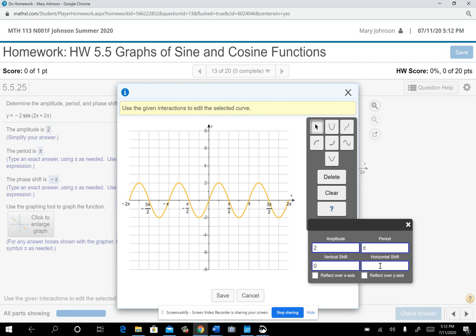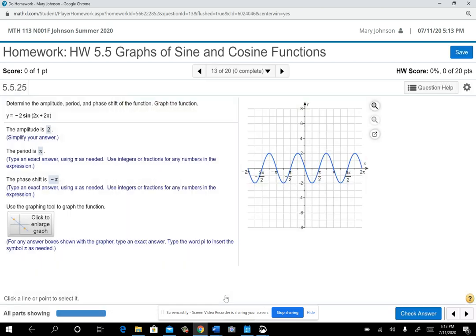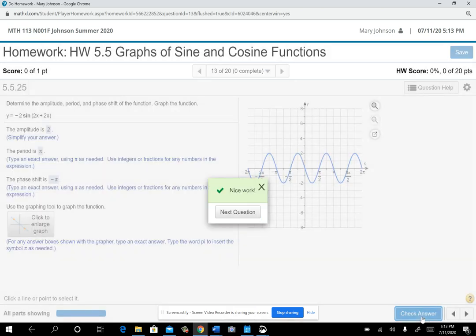Let me see if I can get that 0 out of the way. There we go. It's going to be a negative, and then it's going to be pi. And I didn't see a pi symbol, so I just typed in pi, and that worked. Okay, and then this is getting flipped across the x-axis because of the negative out in front. So you don't get to graph it like you would by hand, but you use the parameters to make the changes, and then you can save it and check it. Okay, so I wanted to do a couple of those for you.